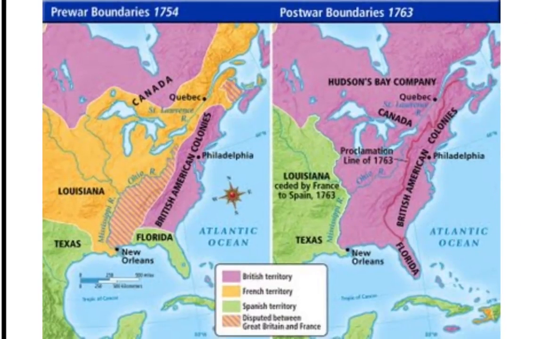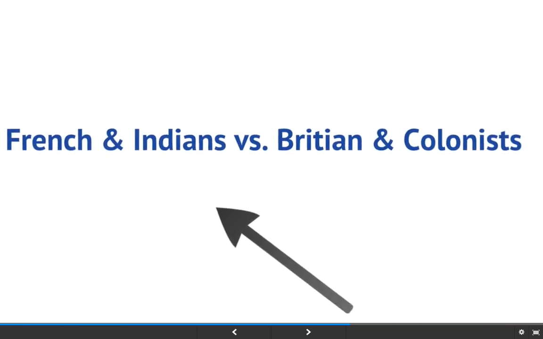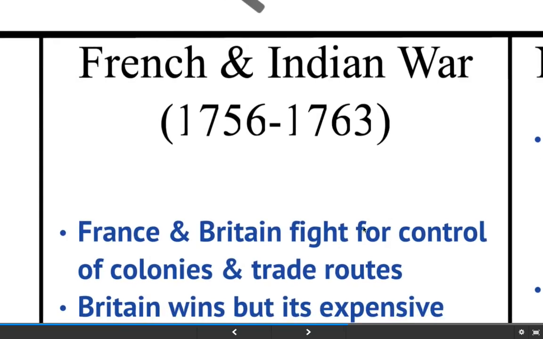Okay, they're fighting over this trade barrier right here, okay? So you see here where we have the stripes. We've got the French colonies here and then the British colonies here, and both of them claim this trade route, okay? So this is what they're fighting about in this particular area. So France and Britain fight for control over the colonies and trade routes.